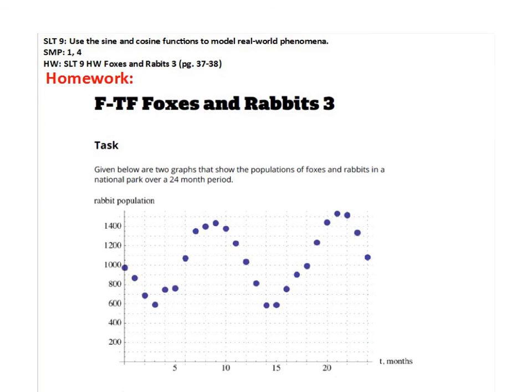Okay, so your homework is page 37 and 38. You can use the rest of the class period to work on that now. Make sure to check your answers in classroom tonight and be ready for your requiz tomorrow at lunch.